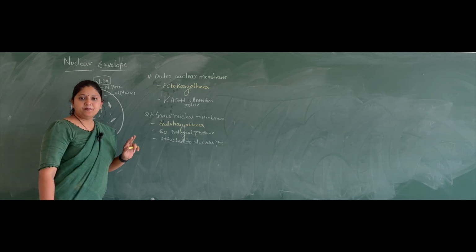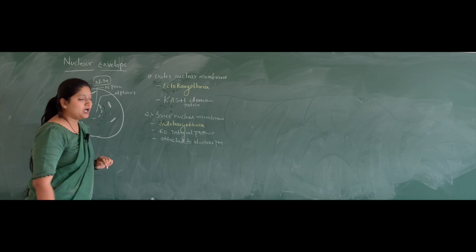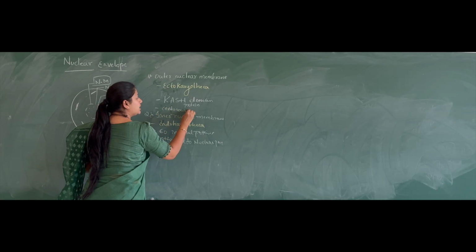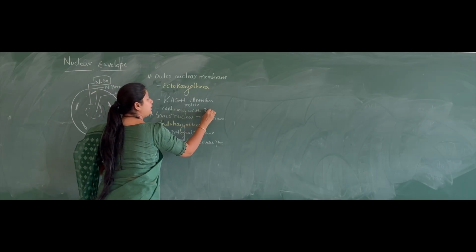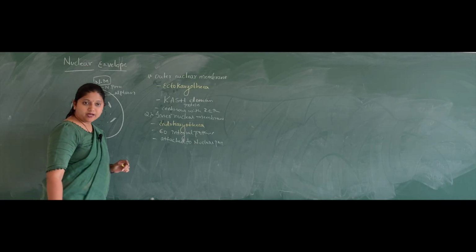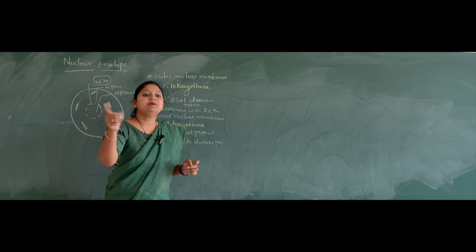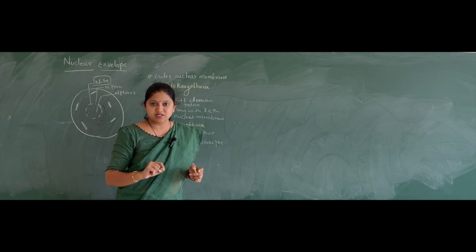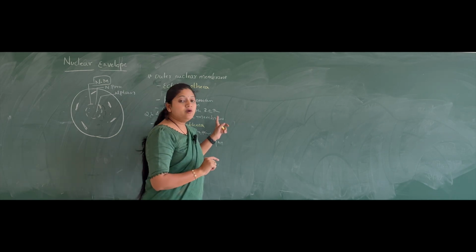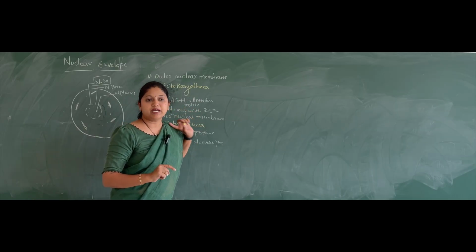And remember, this ectokaryotheca, I mean the outer nuclear membrane, is continuous with the rough endoplasmic reticulum. Since it is continuous with the rough endoplasmic reticulum, it should be studded with ribosomes, right? So this is continuous with the rough endoplasmic reticulum and studded with ribosomes.